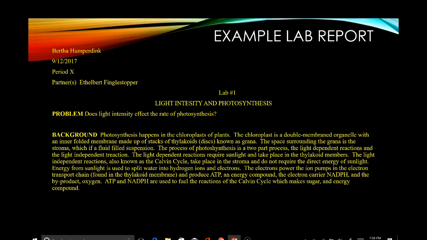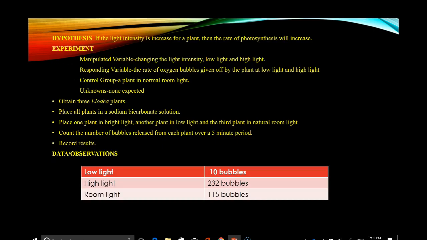Bertha Humperdinck did a lab on the 12th of September. She's period X, and her partner was Ethelbert Fingelstapper, and they were checking light intensity and photosynthesis. So they identified their problem. Does light intensity affect the rate of photosynthesis? They included their background information that you can see in here. Their hypothesis is clearly stated in an if-then statement. If the light intensity is increased for a plant, then the rate of photosynthesis will increase.